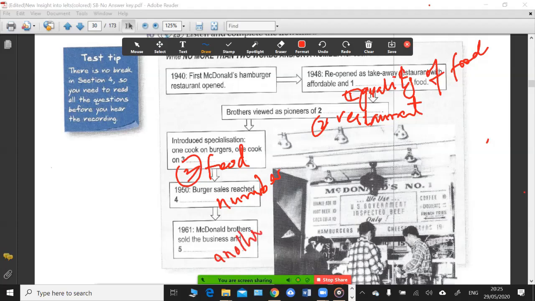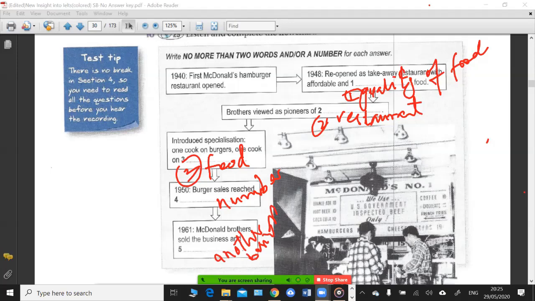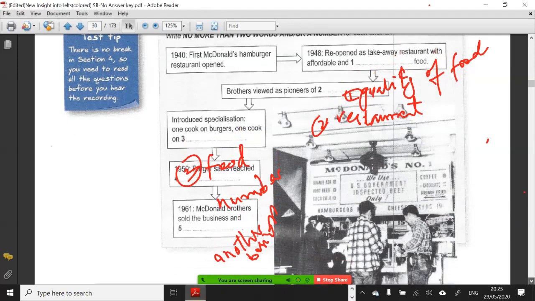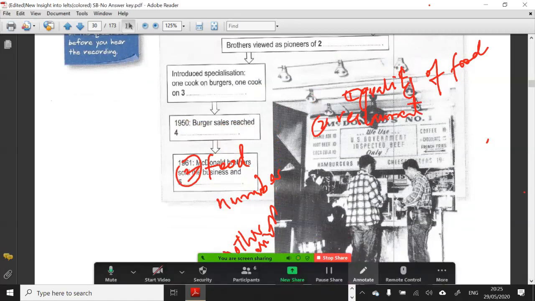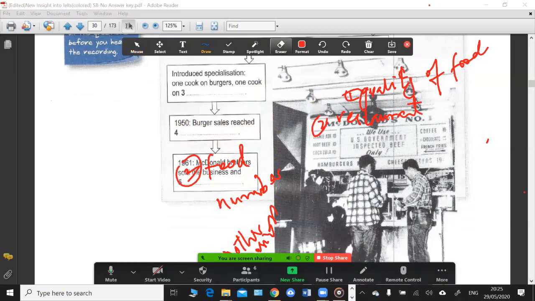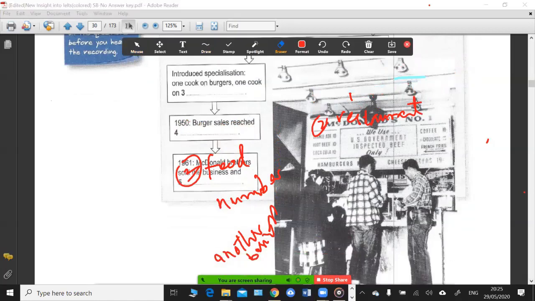Another business, right? Okay. We don't know. We are just guessing. This is like using the signpost words. We are just guessing what can be the right answer. So far, this part is completed. We will go to the listening now and we will see what is the right answer.